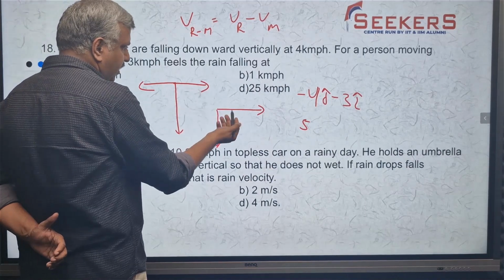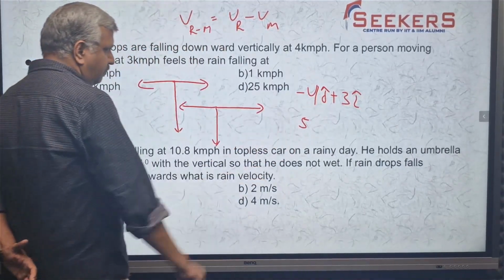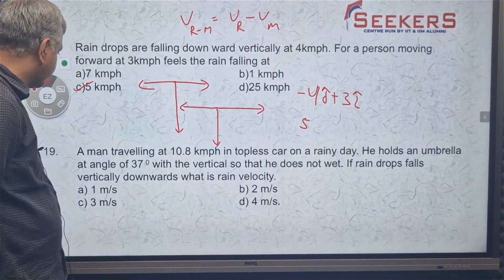But this is just a guess that I have made. It can be like this also. When you do it like this, it will be this. But the velocity will be the same. But if there are some more questions, it will be difficult for us to find out.